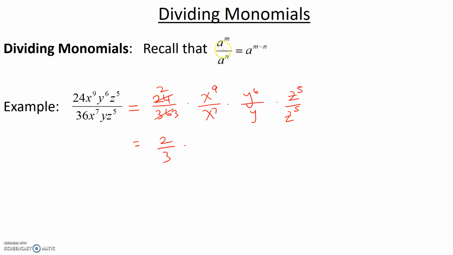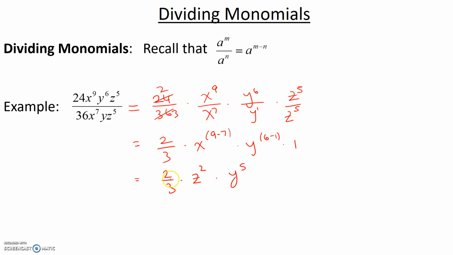Using this rule, we will keep the base and subtract the powers. Same thing here. There's an exponent of 1, so we will keep the base, subtract the powers. When you have z to the 5th divided by z to the 5th, that'll just give us 1. So now, if you keep simplifying, this will give us 2/3 times x squared times y to the 5th times 1, which I won't write.